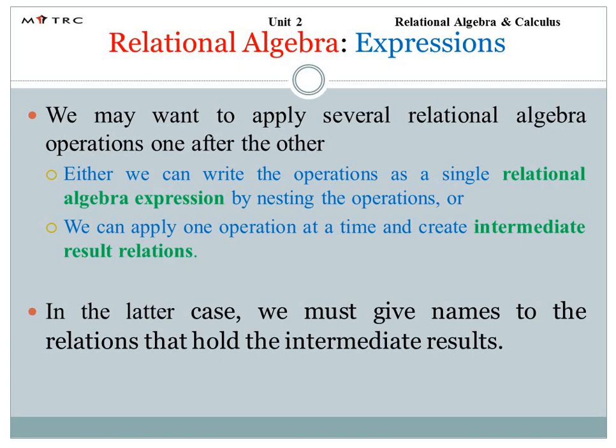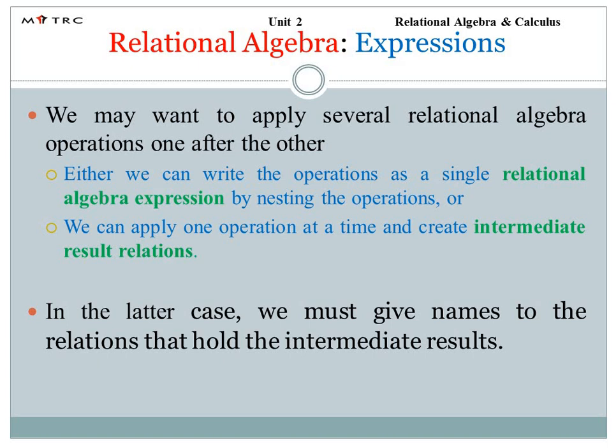Either we can apply the first option, which says that we write down all the operations in a relational algebra expression by nesting the operations in a single statement. That means the first method says it is made up of a single algebra expression comprising various types of operations, and every operation is nested. So this is the first approach. The second approach says we apply the operations step by step in the expression. That means we apply the first operation, then we take the intermediate result relation, then we apply the second operation, then we take the intermediate result relation, and in this manner we obtain the final result.